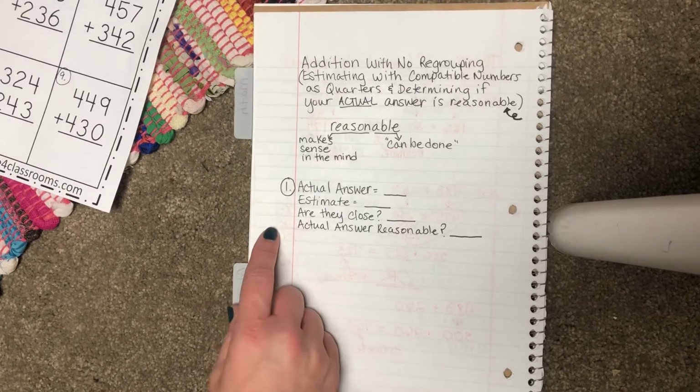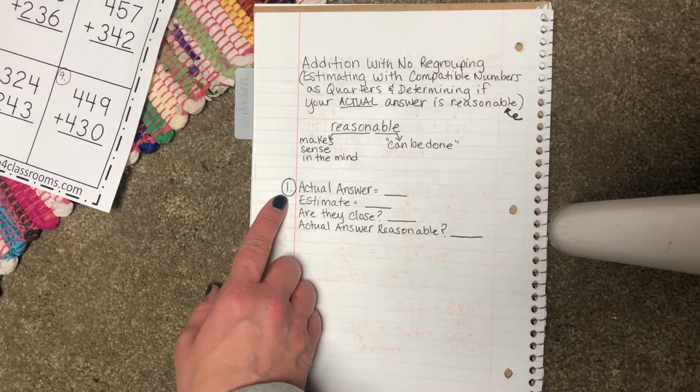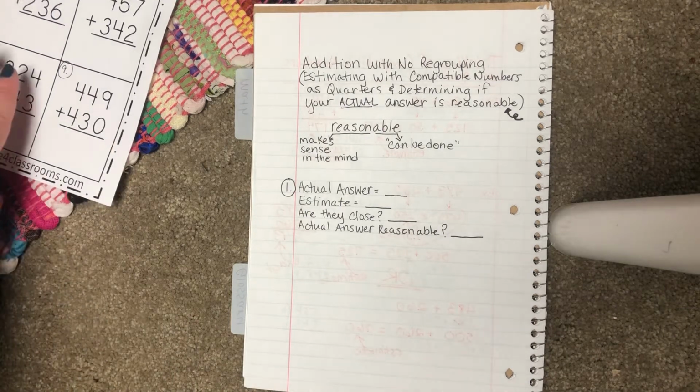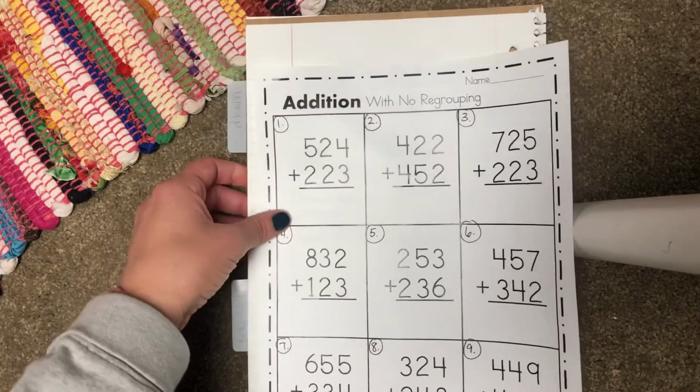I'm gonna do number 1 with you guys. And what I've written here, I would like you to write as well, because this is the thought process that I want you to take, okay? So you can pause that to copy those down. And we will do number 1 together.